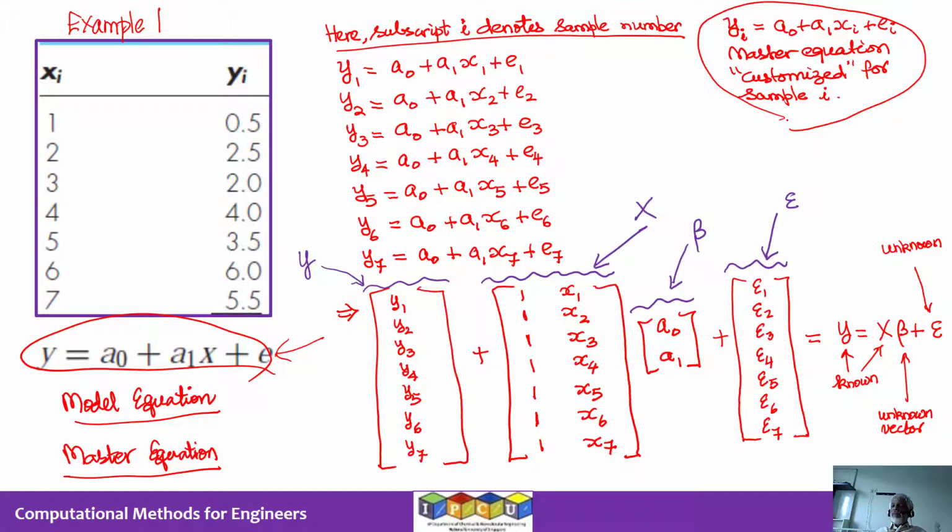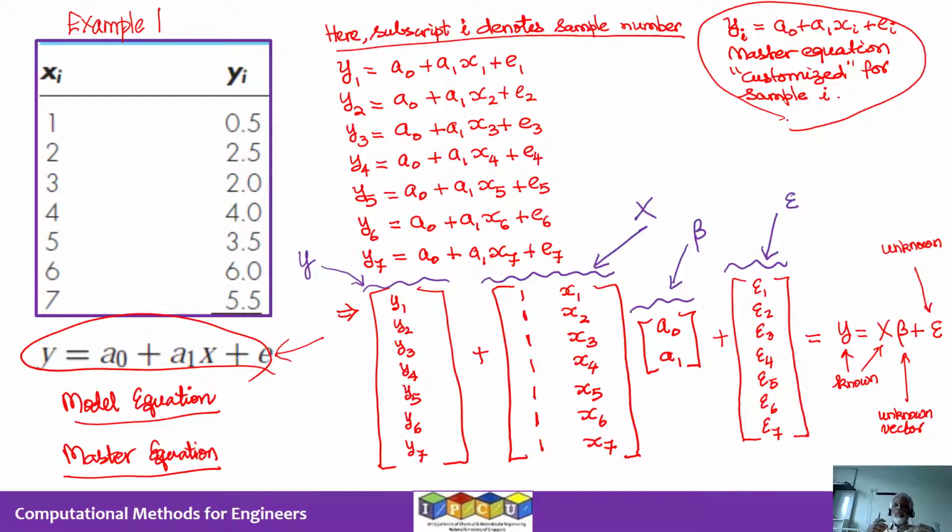Please note that I have not used a0i and a1i because we assume that for all experiments done on the system, which we have the data for, the value of a0 and a1 is going to be fixed. What changes from experiment to experiment are the input values, the corresponding output value, and consequently the errors that are associated with each experiment. So we use the subscript i for symbols y, x, and e only. And i denotes the sample number here.